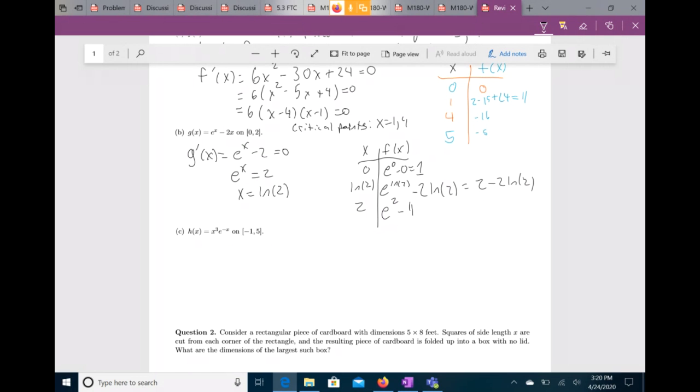Yeah, in order to compare these, you would kind of need a calculator in here. This number is less than 1, and this number is greater than 2. So this is your min, and this is your max. I plug 2 back into f of x, so I get 2e to the second power minus 2 times 2.